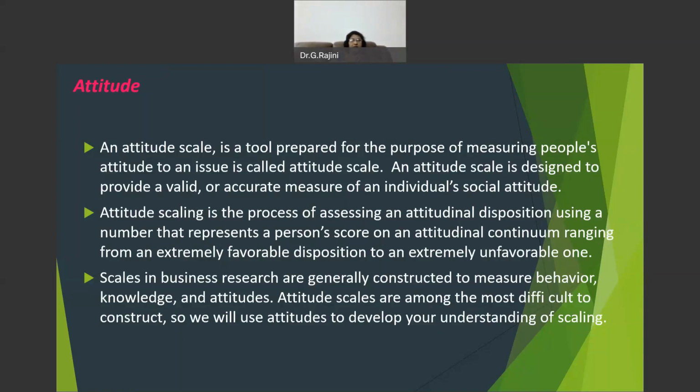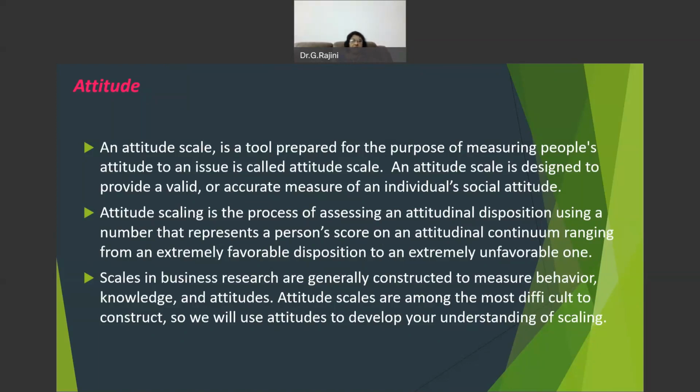It uses a number that represents a person's score on an attitudinal continuum ranging from an extremely favorable disposition to an extremely unfavorable disposition. So you can ask them how often they buy a particular product. Then they could say very often, occasionally, rarely, never. So that's a 5 point scale. Very often is extremely favorable, never is extremely unfavorable. So you can actually measure this sort of thing by the attitude scale.